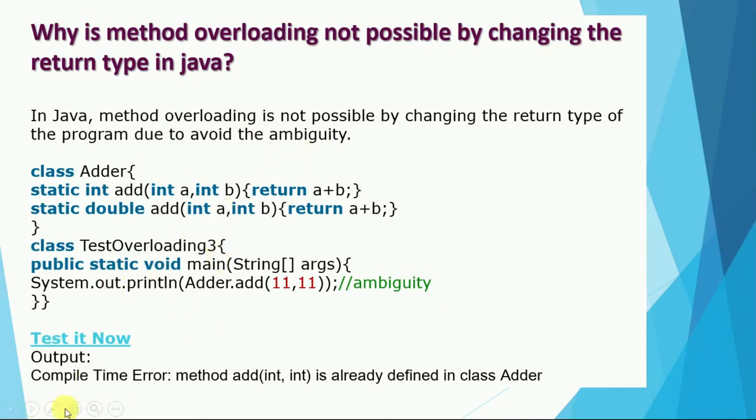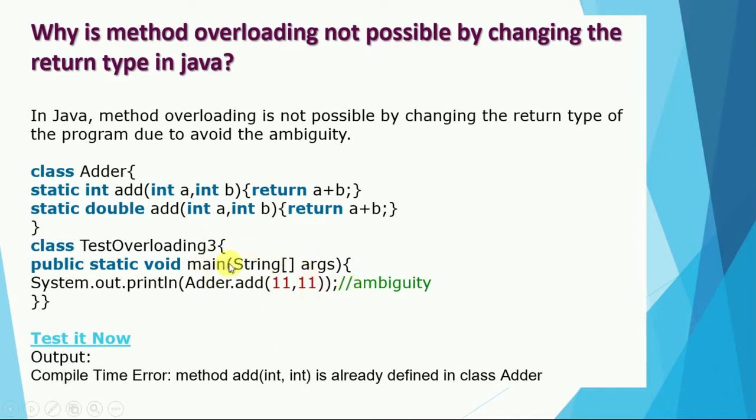Let's take a look at this example. We have a class named Adder, and we have a static add method with two arguments, int a and int b, and it returns a plus b. In the second method, double add, we have int a and int b and return the a plus b value. So in the main class, when we try to compile and call this add method and pass the values 1 and 1, there is a confusion.